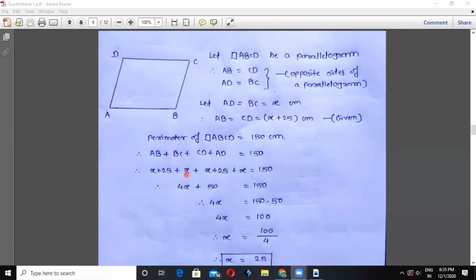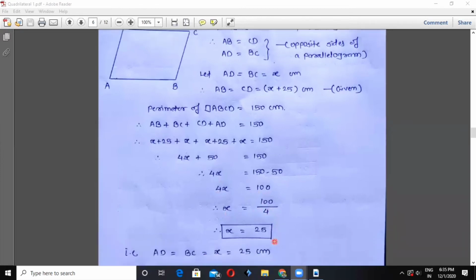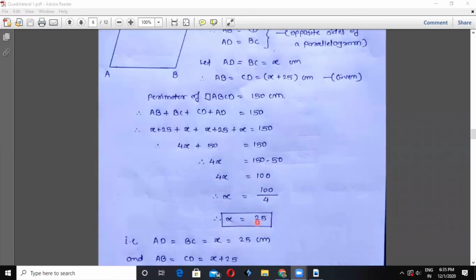Now if we add x plus x plus x plus x, that's 4 times. So it should be 4x plus 25 plus 25, it is 50, that is equal to 150. Now we'll transfer 50 to the right hand side to get 4x is equal to 150 minus 50. Now 4x is equal to 150 minus 50, that's 100. We have to find the value of x. So we'll transfer 4 to the right hand side, so it will be in the denominator. So we get 100 by 4. If we divide 100 by 4, we get x is equal to 25.